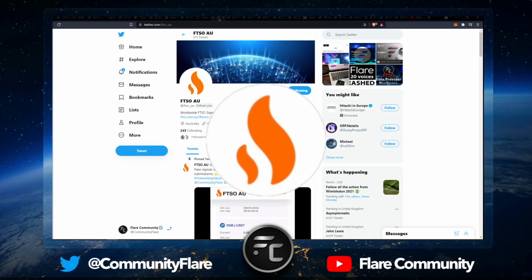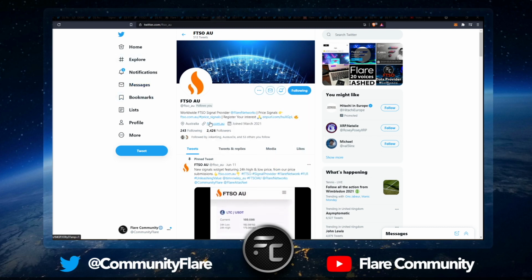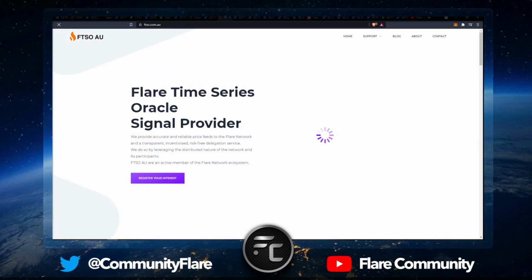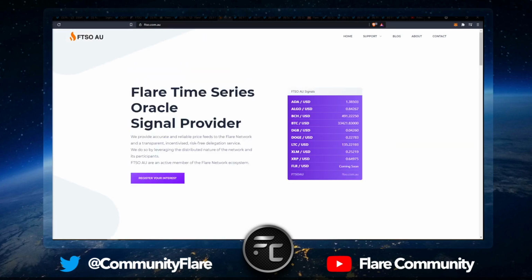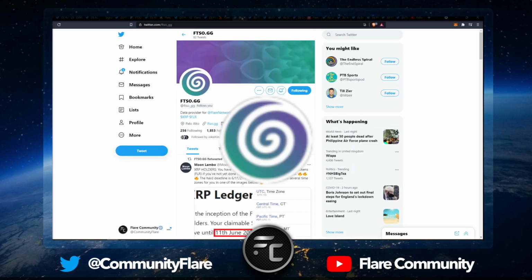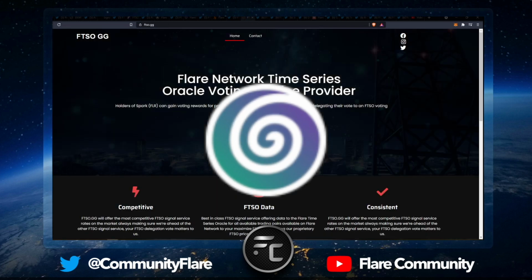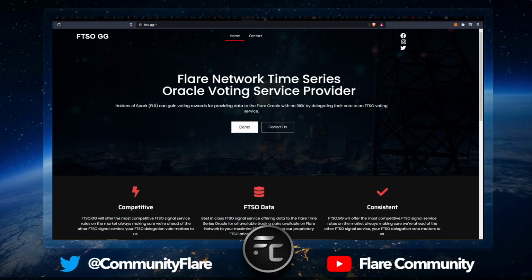We also have FTSO.au, who we know Tim Rowley is a part of, and I feel this is one of the most impressive because their price feeds are refreshed at a very high frequency. As you can see here, the numbers are actually going crazy. So very interesting indeed, and it's great to see them at a point where they actually have a working product too. We have FTSO.gg, and this is their website.